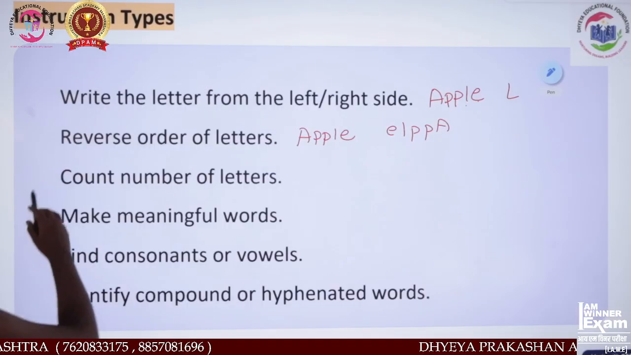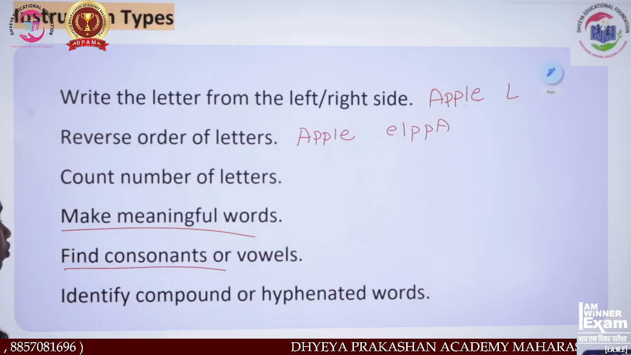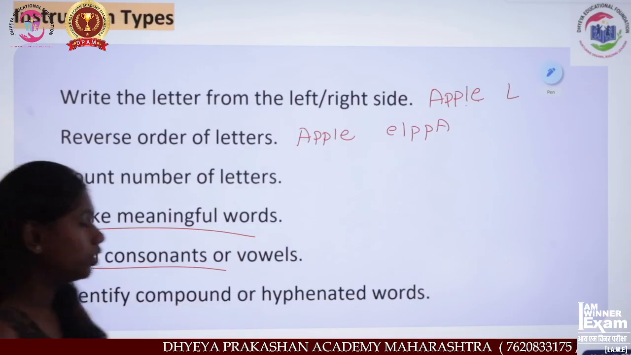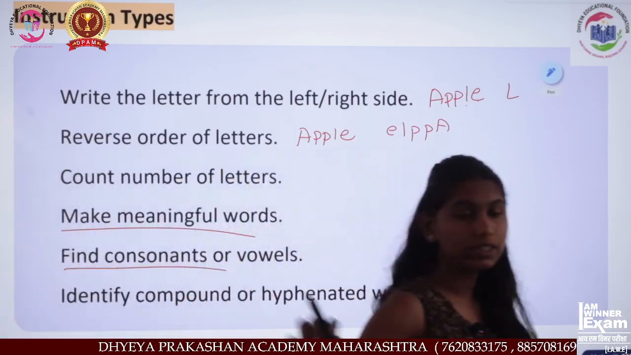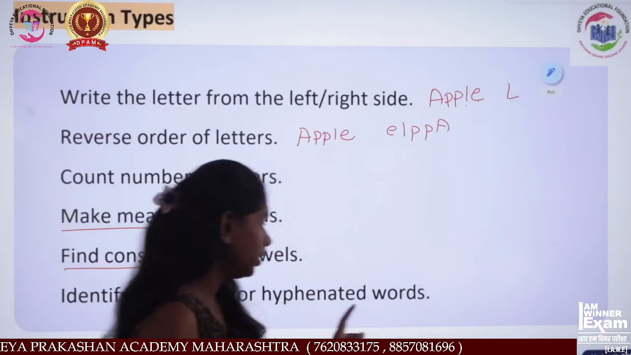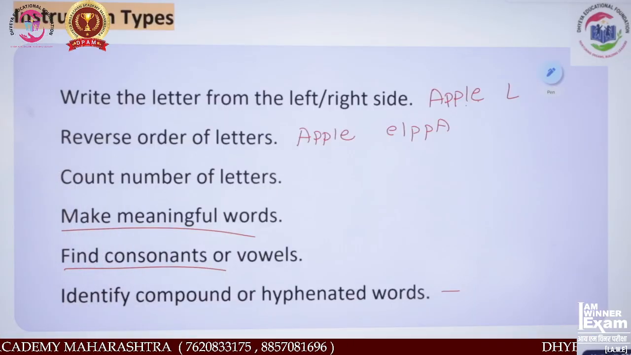Then next, count the number of letters, make a meaningful word, find consonants and vowels, identify compound or hyphenated words. Now what are hyphenated words? Two words that have a hyphen in between them. What is meant by hyphen? A dash. Okay, this dash is known as a hyphen.